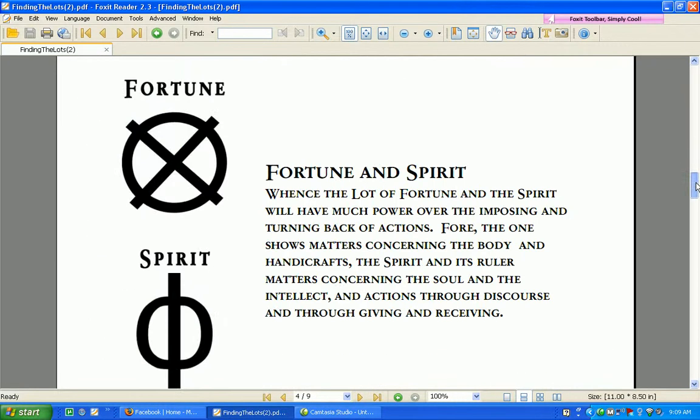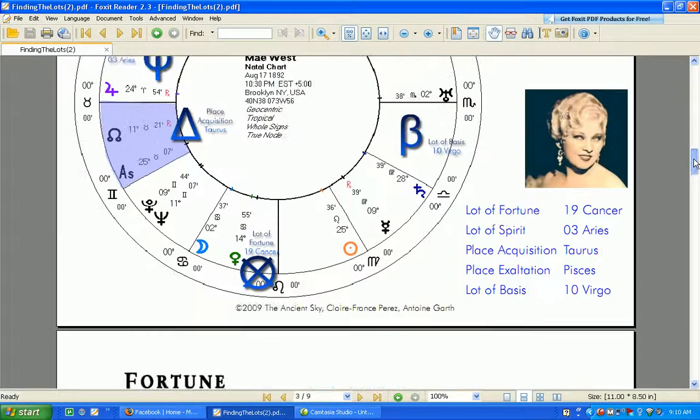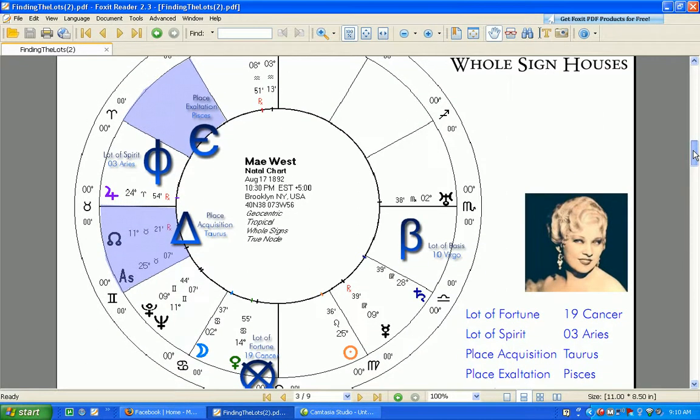The next place that we will find is the place of exaltation. When the nativity is of good reputation and the exaltation or the ruler is well situated, the offspring will be exalted by command or by political or royal rulership or by some other reputable trust, and the ruler itself and the zodion will foretell the kind of success from its own nature or from the nature of the zodion it is set upon. We use the exaltation specifically to help us to find fame in the chart.